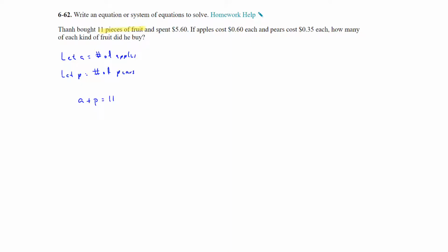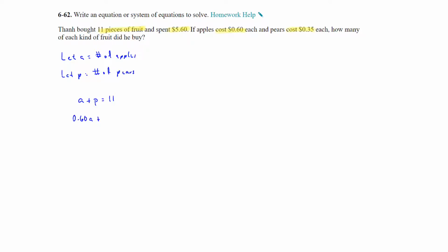And then the next part, it talks about that he spent $5.60, and an apple costs 60 cents and a pear costs 35 cents. So can we write an equation based off of that information? We have an apple costs 60 cents, so 60 cents per apple, so we multiply that.